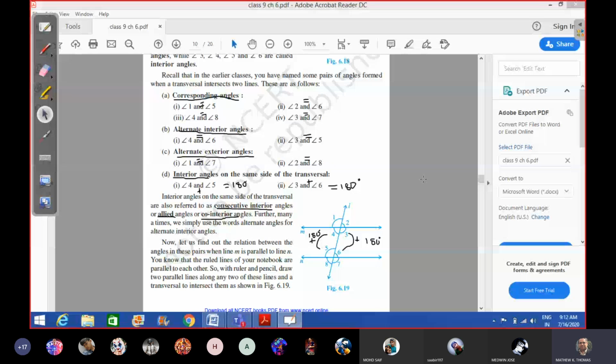When we are doing questions, we use the short forms here. Consecutive interior, the short form is co-interior. So remember, co-interior is the short form for consecutive interior. And consecutive interior angles are on the same side of the transversal.